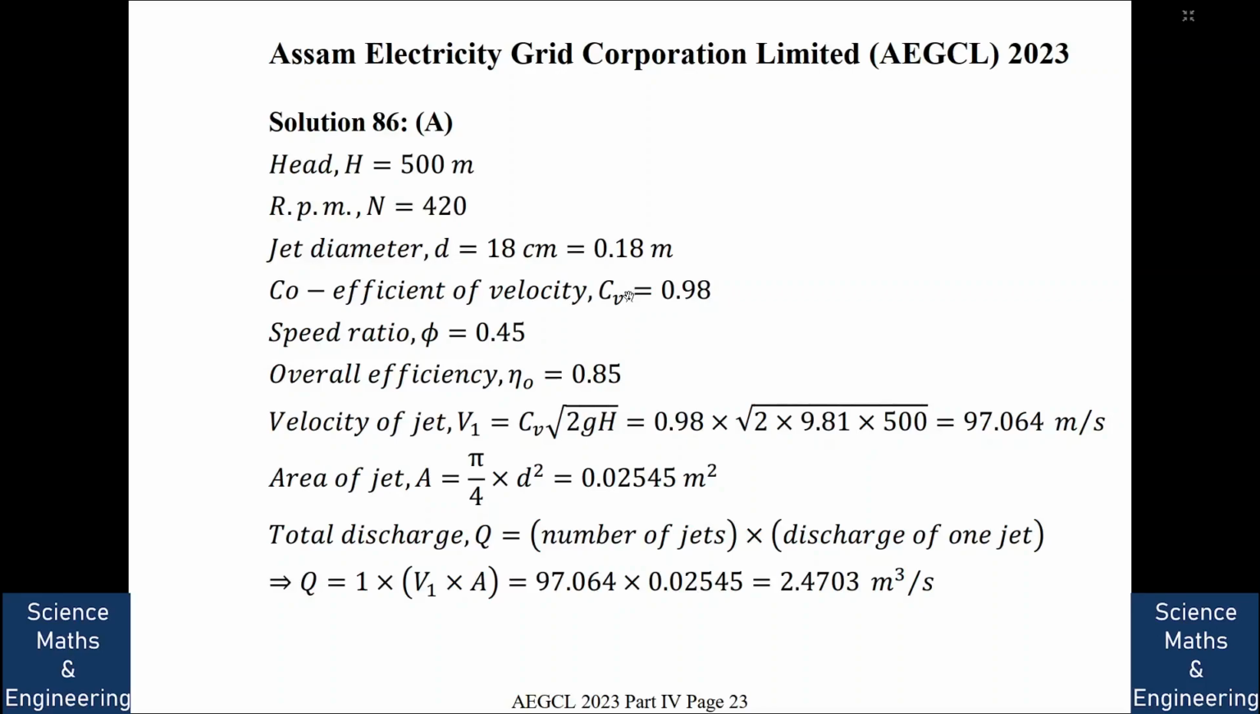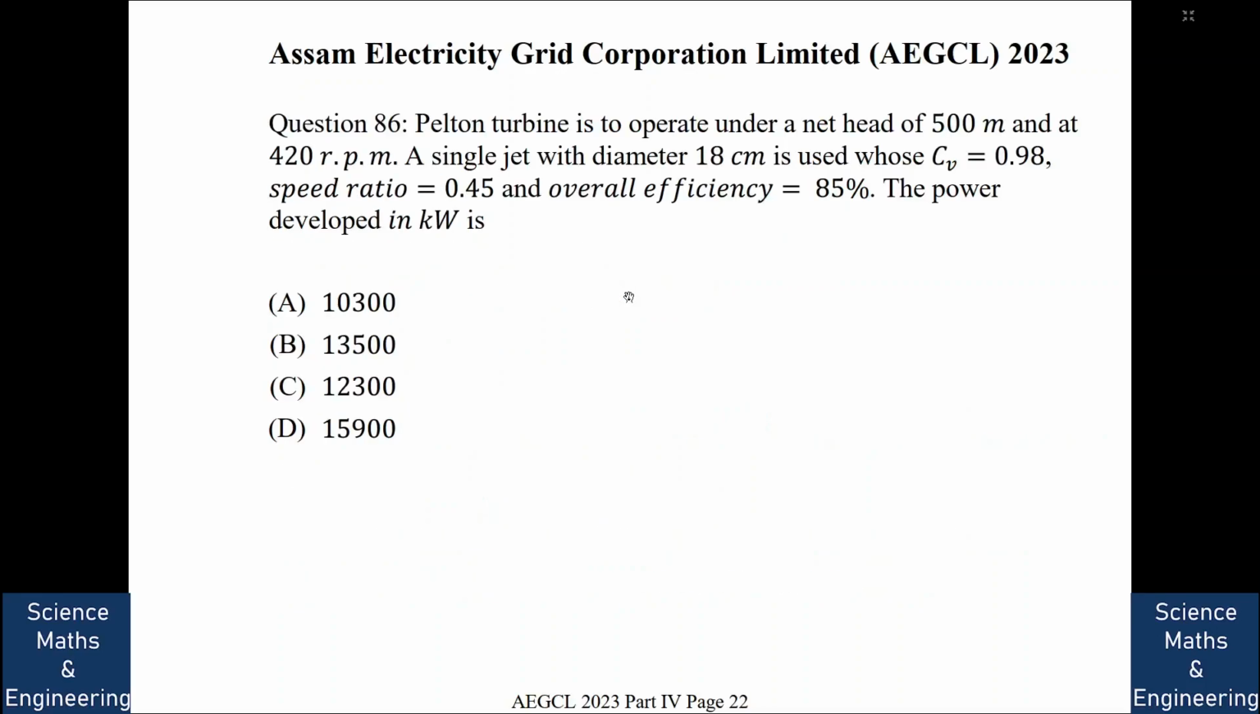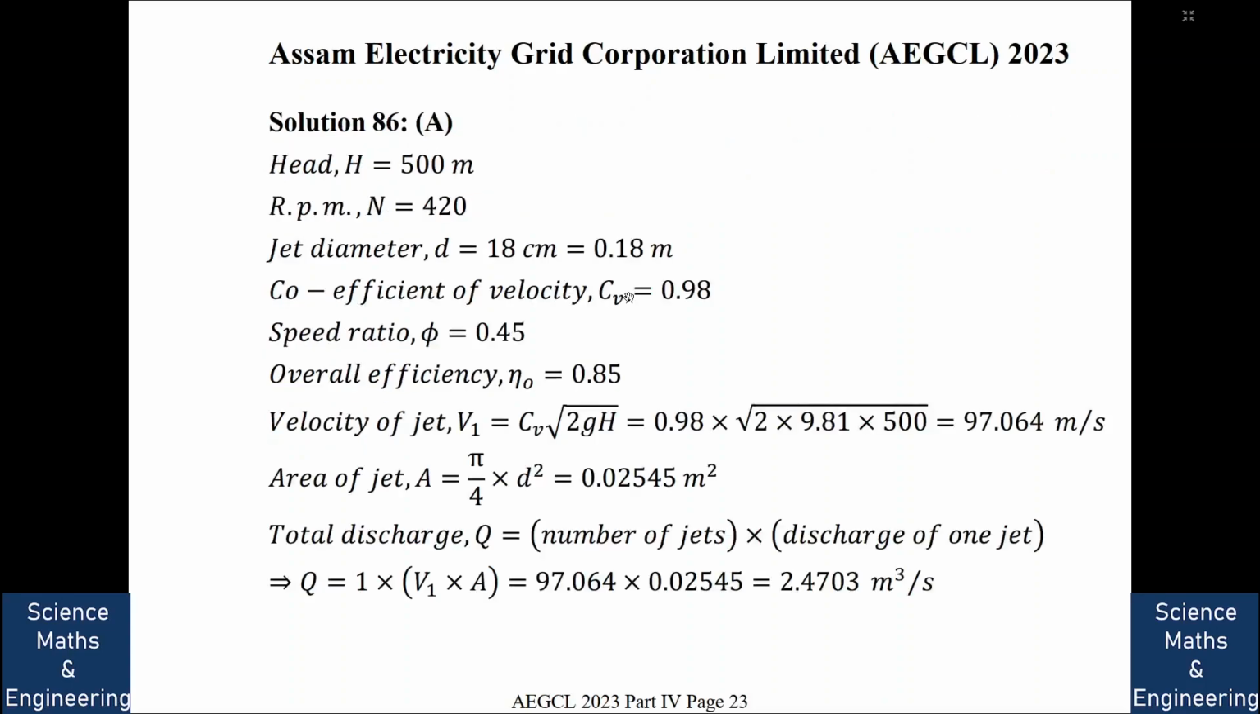Now total discharge would be equal to the number of jets into discharge of one jet. Here as the question mentions that a single jet is there, the number of jet is 1, and then velocity into area gives the discharge of the jet. The velocity we already know 97.064 and area we know as 0.02545. So from here we get the discharge would be equal to 2.4703.